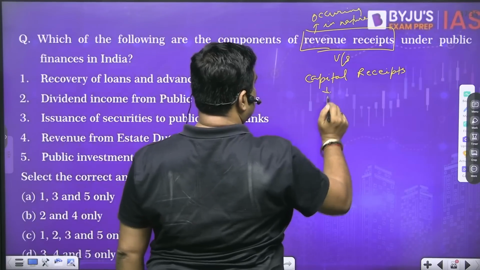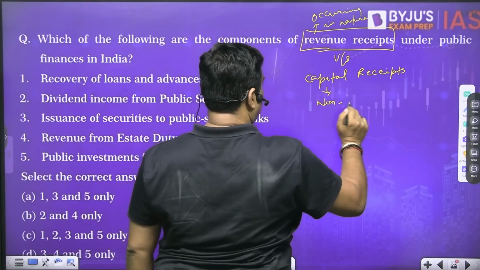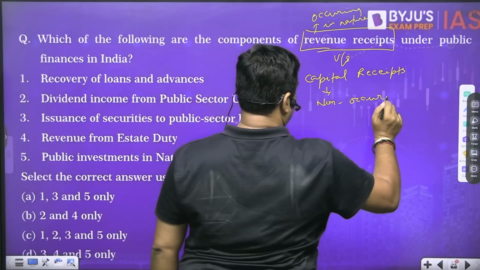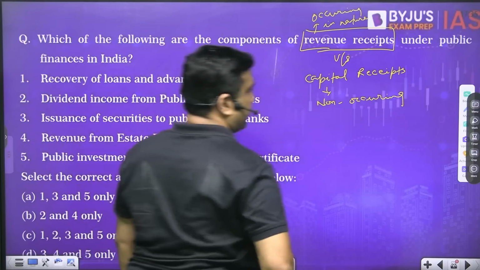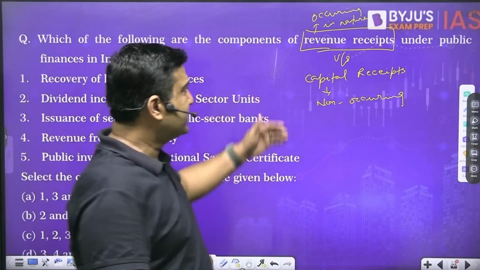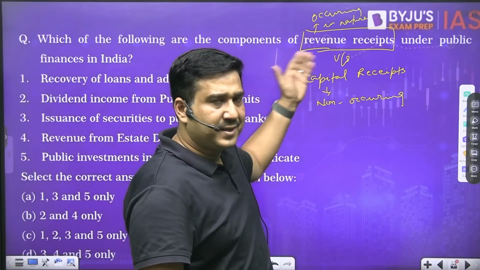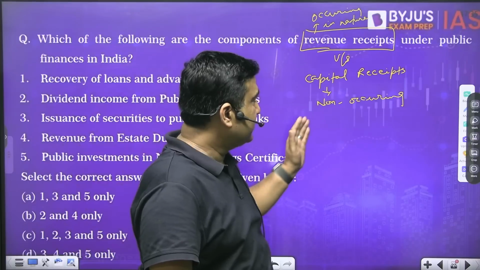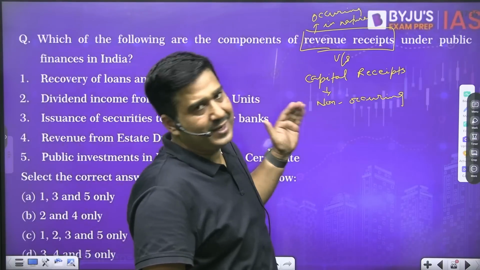And capital receipts are non-occurring in nature. Revenue receipts: multiple exits, multiple entry. Capital receipts: one time exit, one time entry.